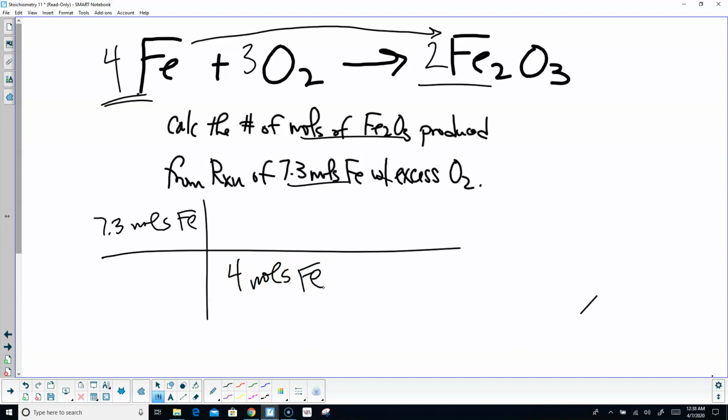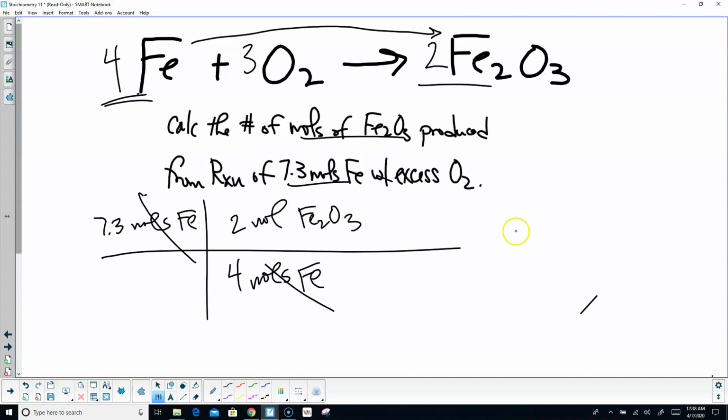And then I'm trying to convert that into moles of iron 3 oxide. According to my balanced formula, I have 2 moles of iron 3 oxide. Moles of iron cancel. Guess what, guys? I'm ready to solve because I am at moles of iron 3 oxide. And so what I do is just like before. I'm going to multiply the numerator and divide by the denominator. So I'm going to take 7.3 times 2 divided by 4.